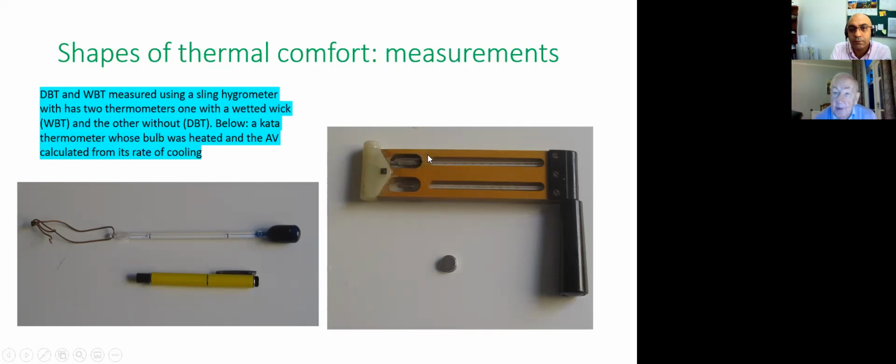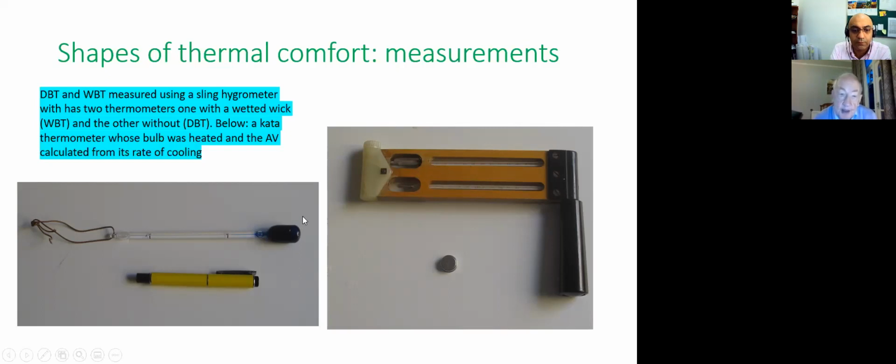And what you would get, obviously, is the one with a wet wick, because it cools the air. You get generally a lower value for the wet bulb temperature than you do for the dry bulb temperature.